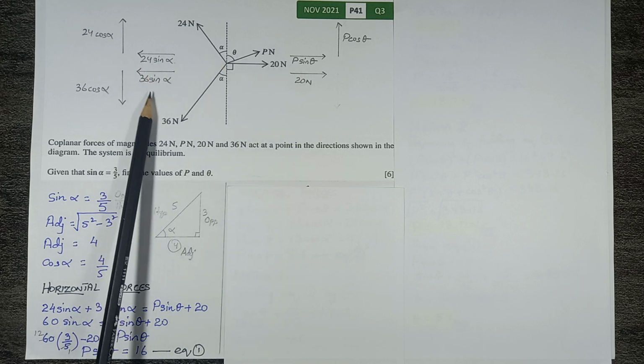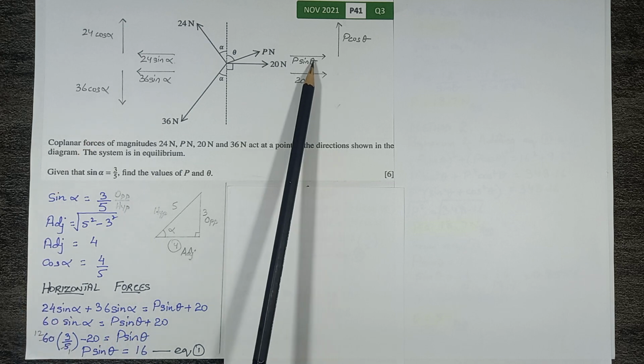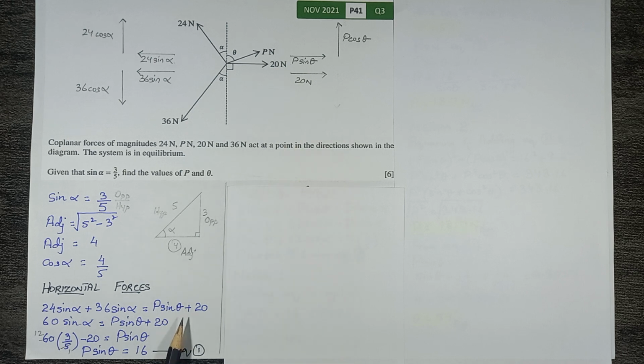So 24 sine alpha plus 36 sine alpha, I have written over here, would be equal to p sine theta plus 20, I have written over here. 24 sine alpha plus 36 sine alpha is 60 sine alpha, equal to p sine theta plus 20. We know the value of sine alpha, 3 upon 5. Just place it over here, move this 20 to that side and subtract it, simplify it, and we get the value of p sine theta, which after simplifying is 16. So this is equation 1 from the horizontal forces.